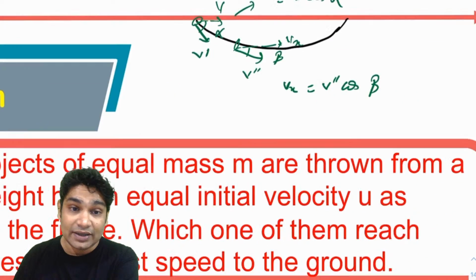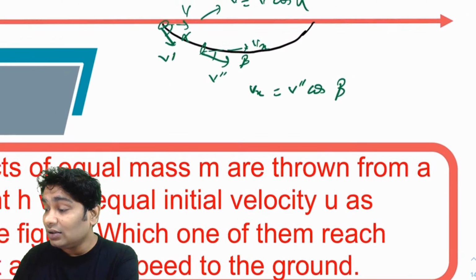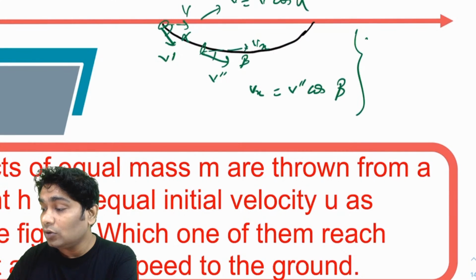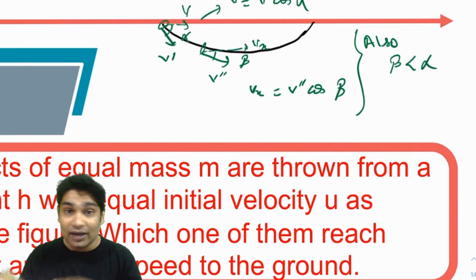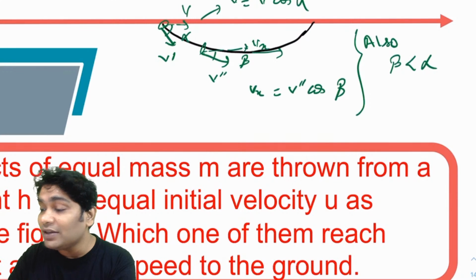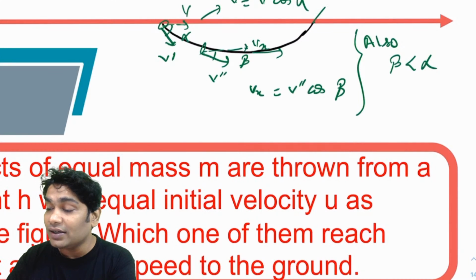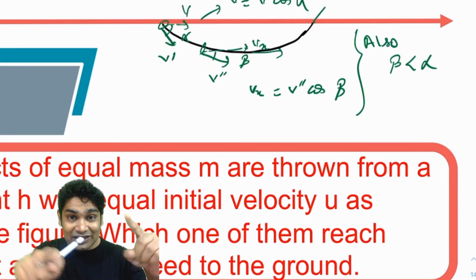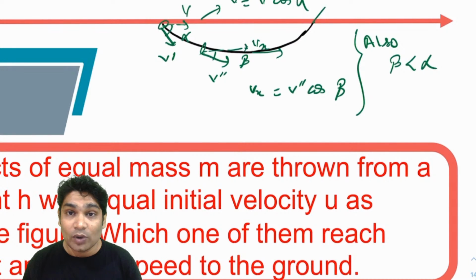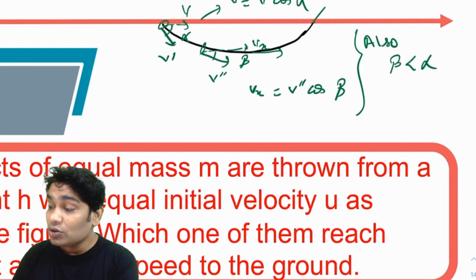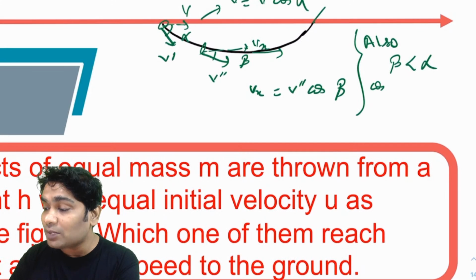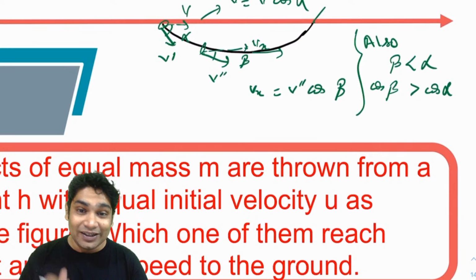Now, two things you can see. One, you will notice that beta is less than alpha. The angle is reducing. Here the angle will become zero, in fact. The angle will be the greatest here, and as you move down this curve, the angle with the horizontal keeps decreasing. So beta is definitely less than alpha. If that is the case, I know cos beta will be greater than cos alpha, because the cos of a smaller angle is bigger.